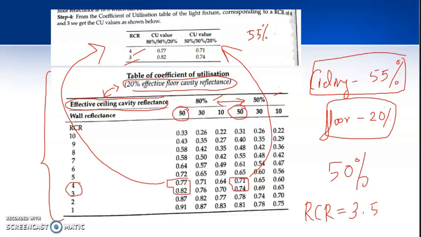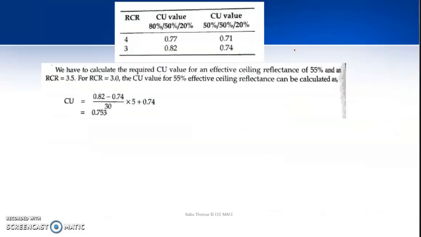Which one? Your ceiling reflectances, because all the rest of the values are given for our actual problem as 20%. So for 55% you need to find out for 4 and 3, and then you need to find out for 3.5. So first you need to find out for that 55% effective ceiling reflectance, and for that you are considering this particular set first.